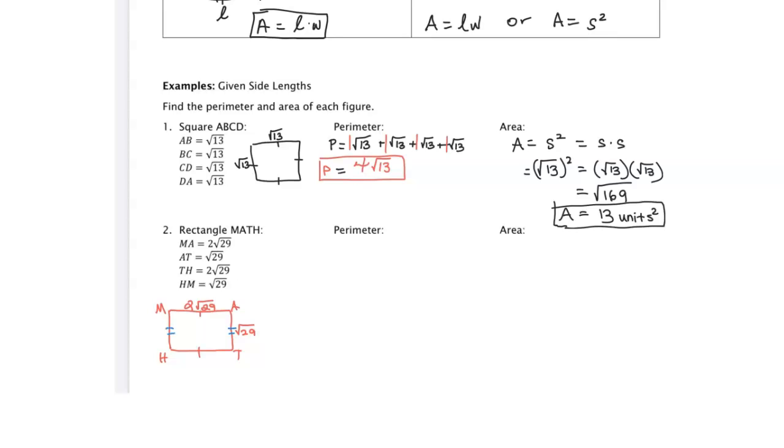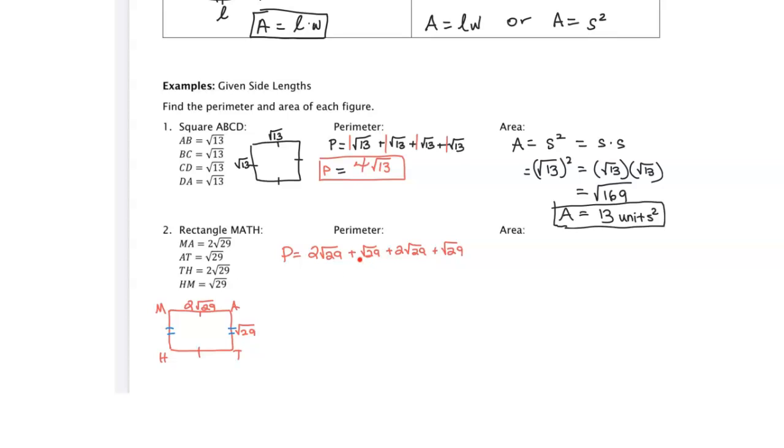So moving forward from here, we have our perimeter. Perimeter is again the distance around your shape. So we're going to add up all four sides. So 2 times the square root of 29 plus the square root of 29 plus 2 times the square root of 29 plus the square root of 29.